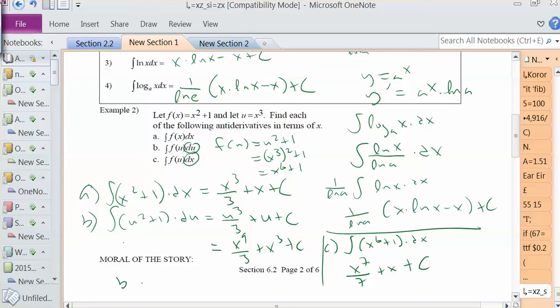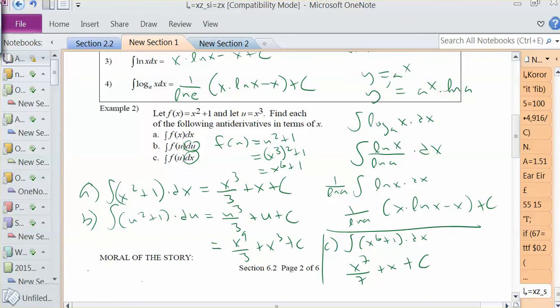So the moral of the story is pay close attention to dx and du.